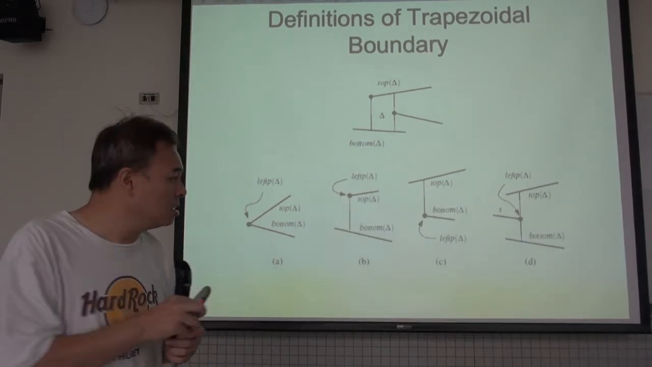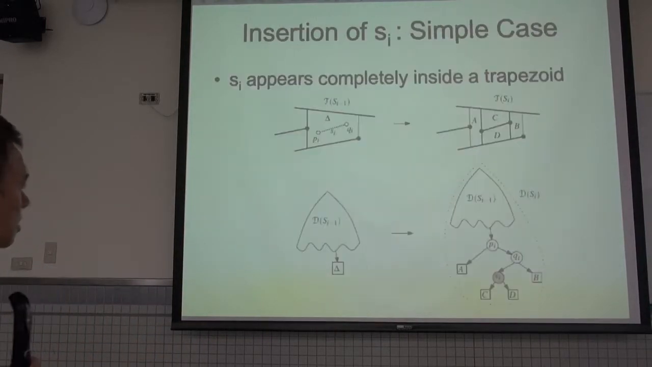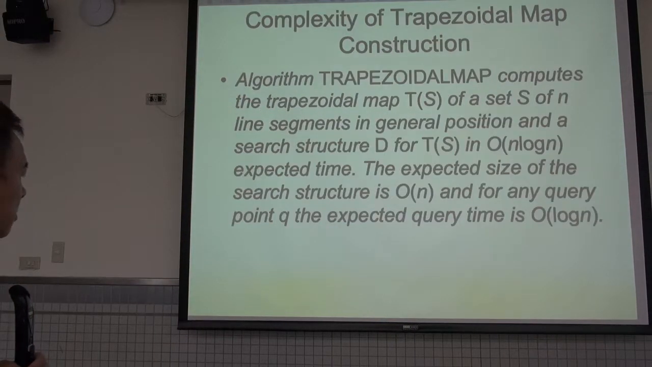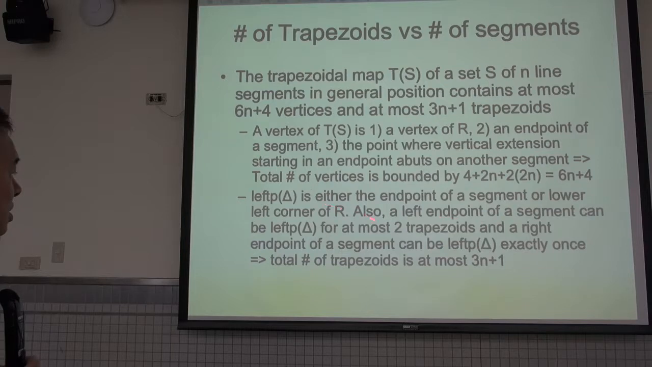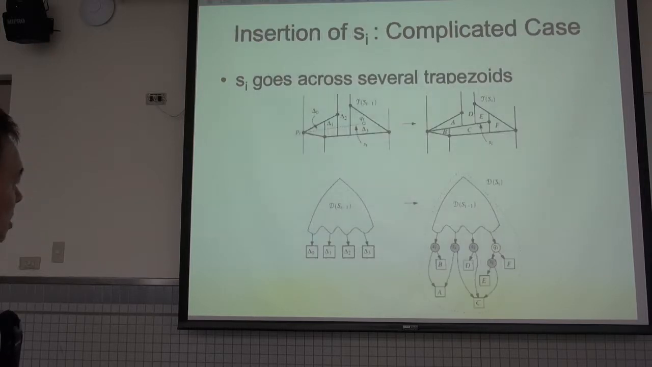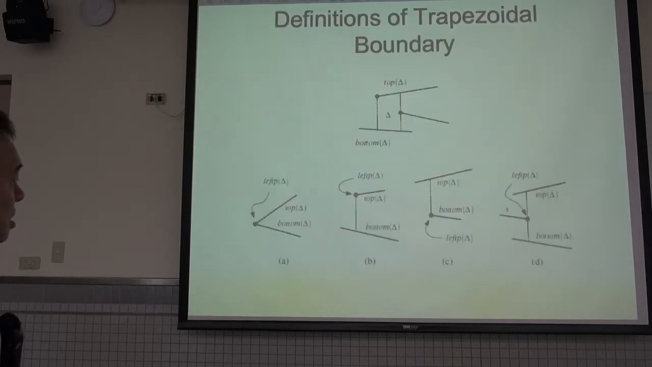That's the most case. Here, the left endpoint of a segment can be left P for at most 2 trapezoids, and the right endpoint of a segment can be left P exactly once. Exactly once, because it will be something like here. So this right endpoint is used as left P here. End of story. It cannot be used as a left P for anything else, right?